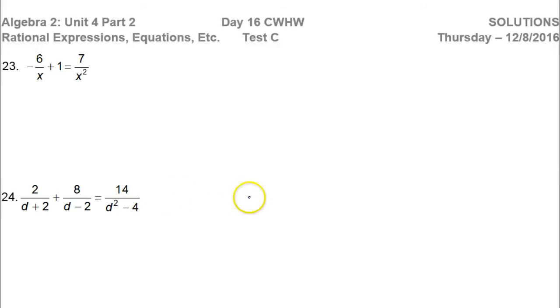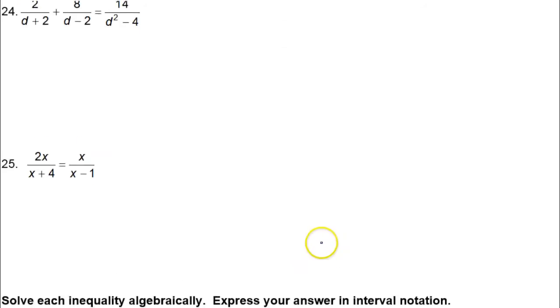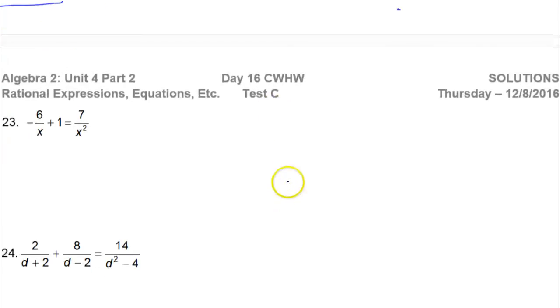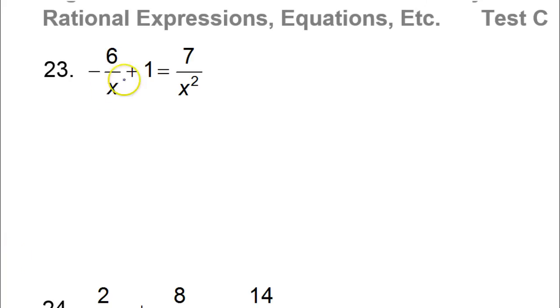In this video, we are going to solve some rational equations and inequalities. Alright, let's first start with the rational equations. An easy way to solve a rational equation is to make all of the denominators the same. So that's what I'm going to do. I can make all the denominators into x squared.